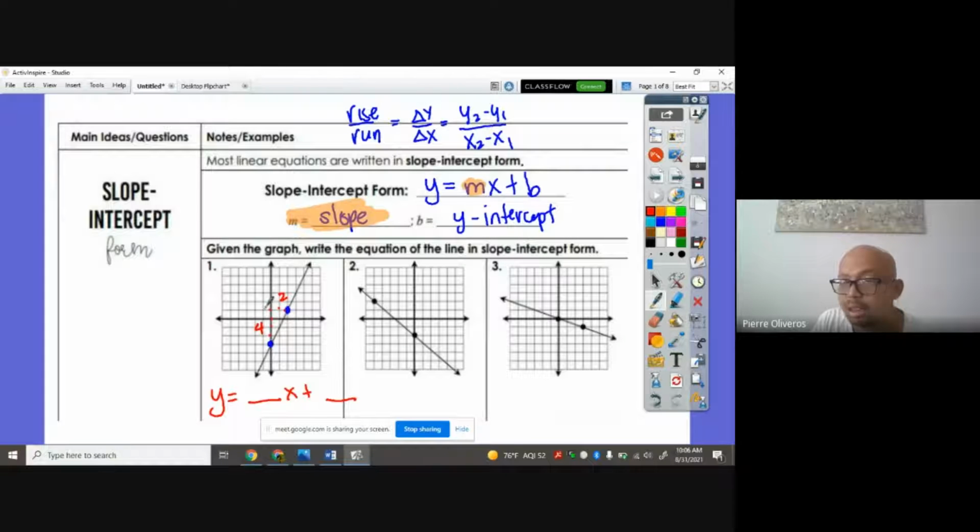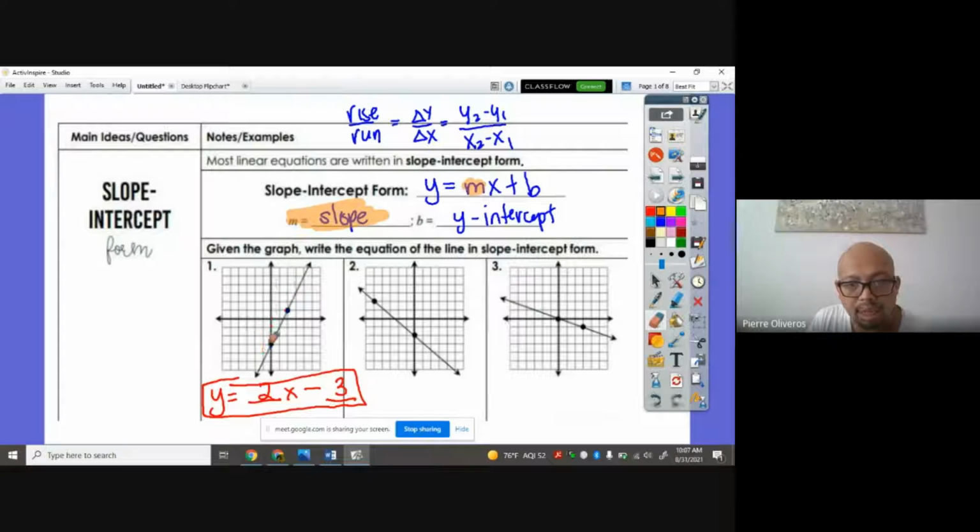Since they go up 4, it's positive. We go right 2, positive. What's 4 over 2? 4 over 2 is 2. That's why my slope there is 2. X plus, what's the y-intercept? Does the graph cross the y-axis here? Yes. That is at negative 3. So this will be 2x plus negative 3. Since it's minus, I can just simply erase this plus and make it minus because positive times negative is negative. So that's my equation.